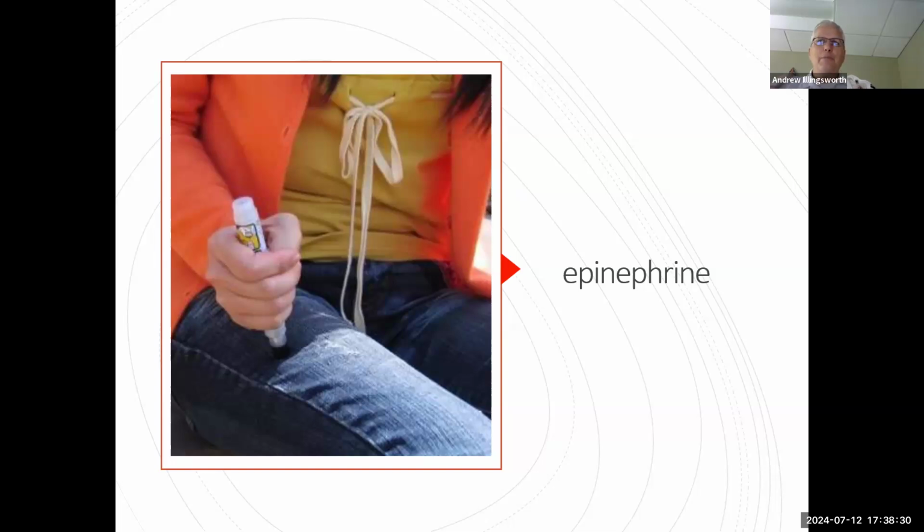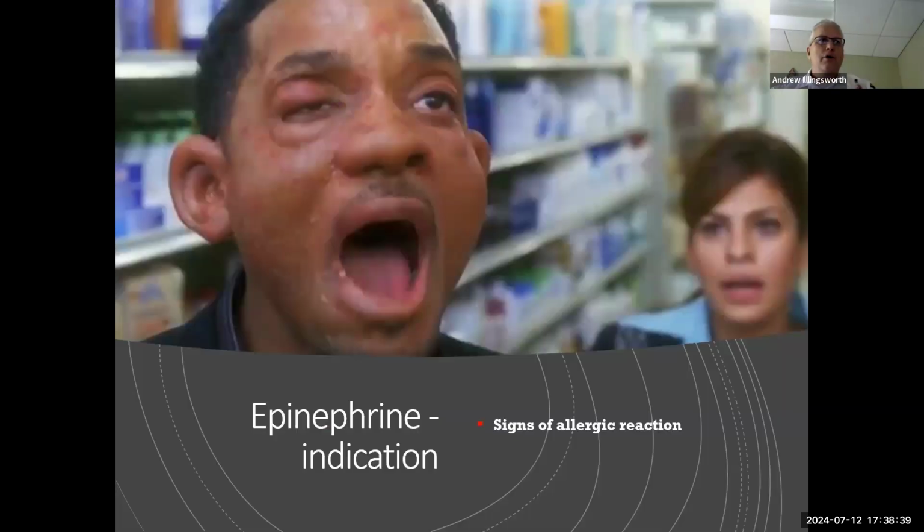But notice how the thumb is taut. It's not sitting on top, because if they were to have this upside down, they could possibly inject right into that thumb. So indications, signs of an allergic reaction.